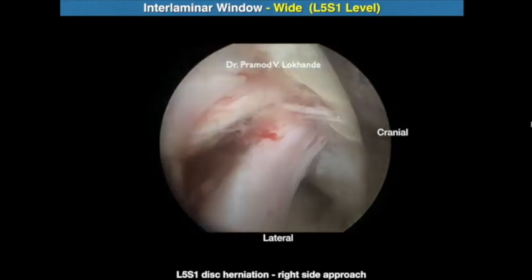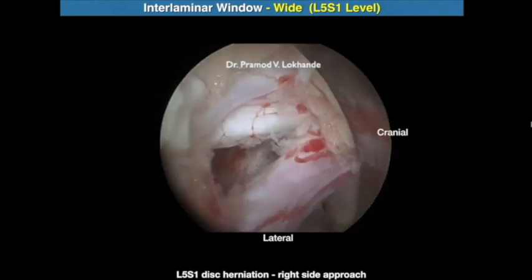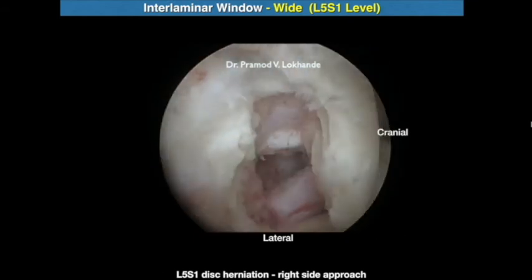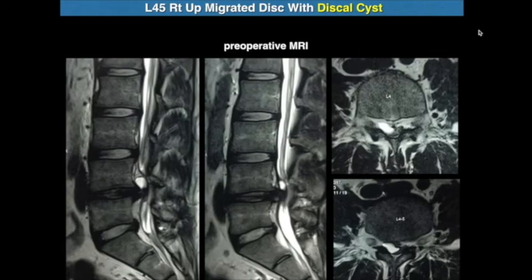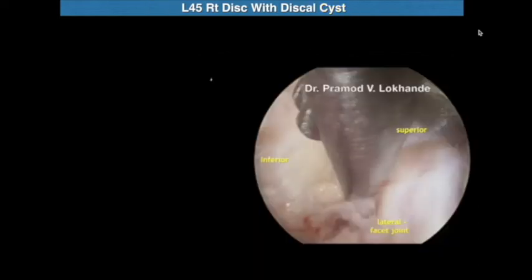Once the discectomy is completed, if it is a broad-based herniation, you can also access it through the axilla. The hole in the ligamentum flavum is very small. Now consider the second scenario of narrow interlaminar window. For example, this is a L4-5 right-sided upmigrated disc herniation with a large discal cyst.